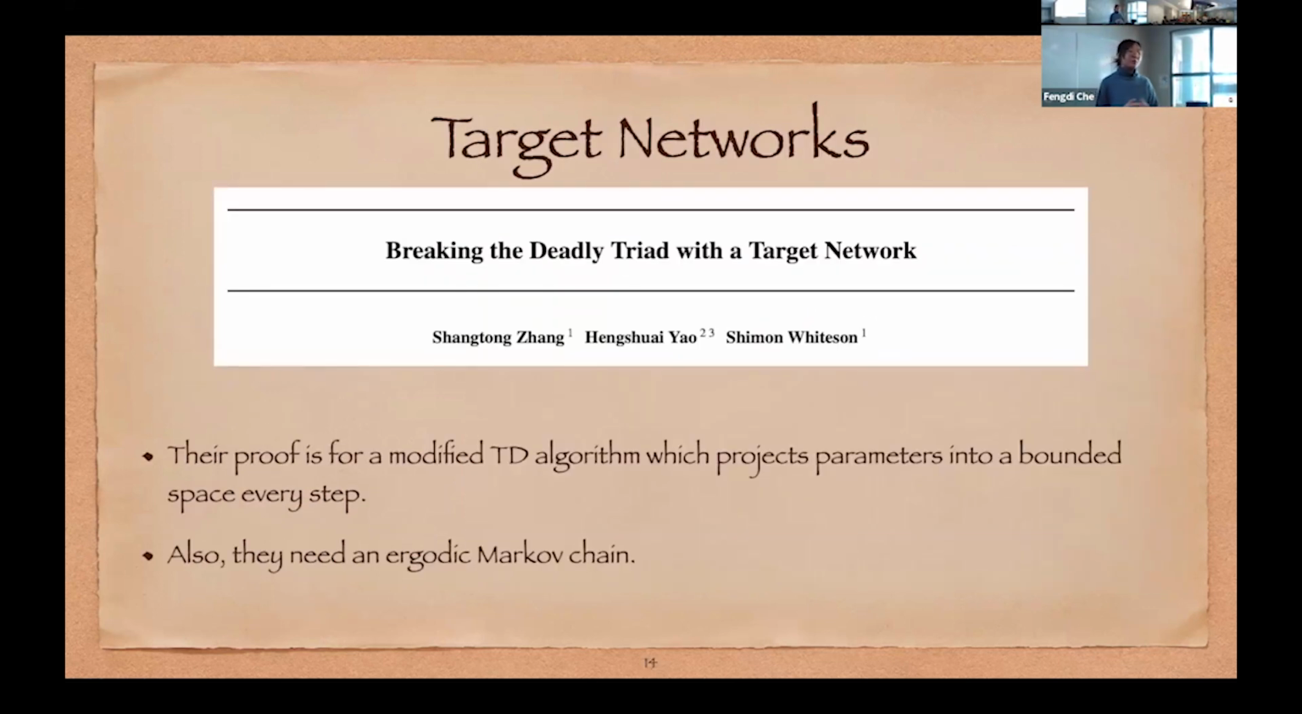Actually, no, just because their proof is only for a modified TD algorithm, which projects parameters into a bounded space. So they modify the algorithm and finish the proof. But we don't want this step. Projection will slow down the learning, and how are we going to project a neural network? So it's actually not a practical solution.